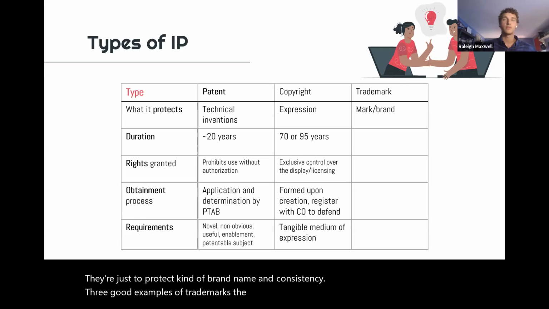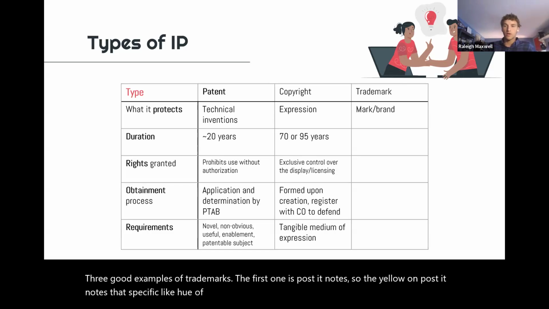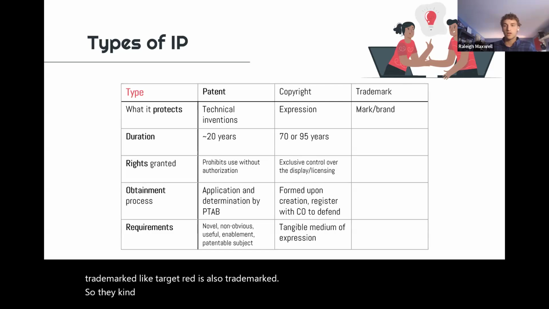Three good examples of trademarks. The first one is Post-it notes. The yellow on Post-it notes, that specific hue of yellow, is trademarked. There are a lot of colors that are trademarked, like Target red. They have the specific hue of that color trademarked, so no one else can use that.